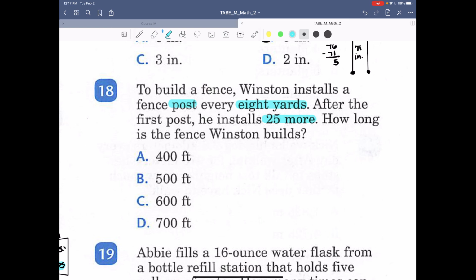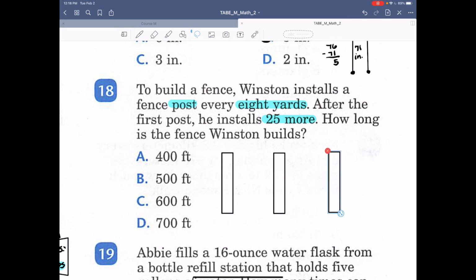So this is either addition or multiplication. But let me draw you a picture of what Winston's doing. There's a fence post, the first one, and then he's going to put 25 more fence posts, and I am not going to draw all of that. I'm going to put 4, and then you'll just have to picture the rest in your mind.